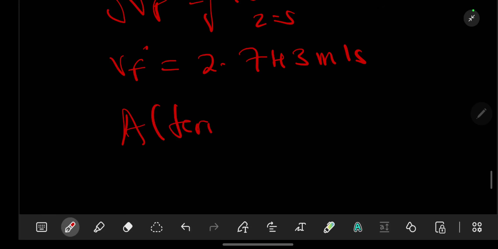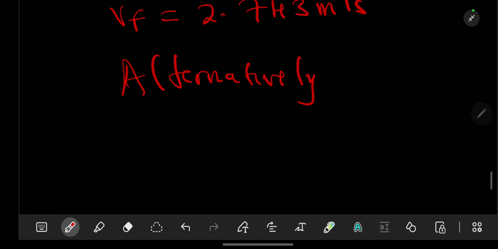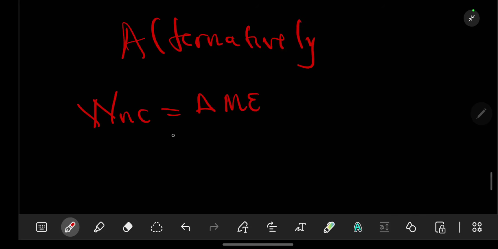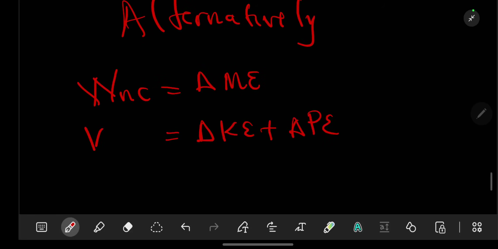Alternatively, you can use the conservation of mechanical energy, where the work done by a non-conservative force, which is NC, should be equal to the change in the mechanical energy, which will be the change in the kinetic energy plus the change in the potential energy. So the work done by a non-conservative force will be equal to that.